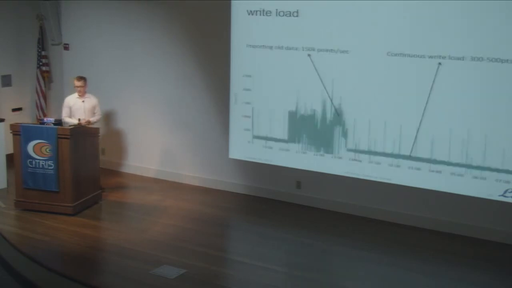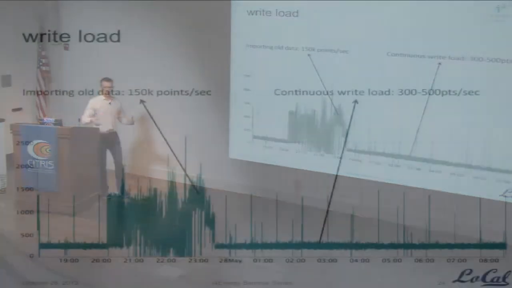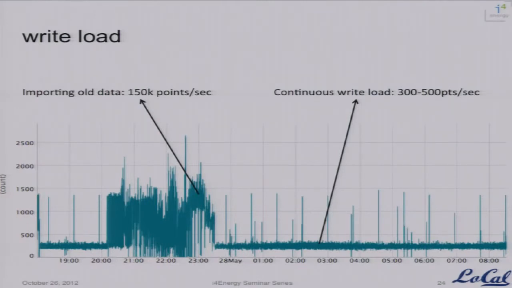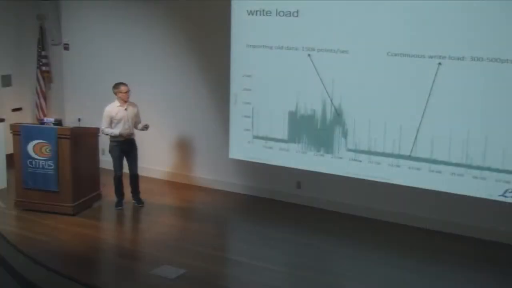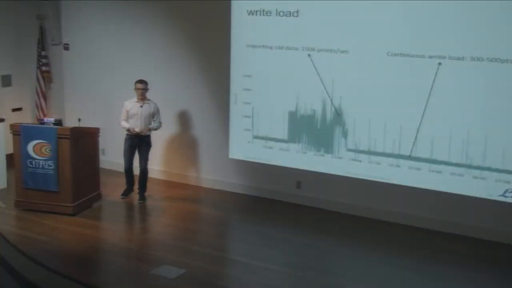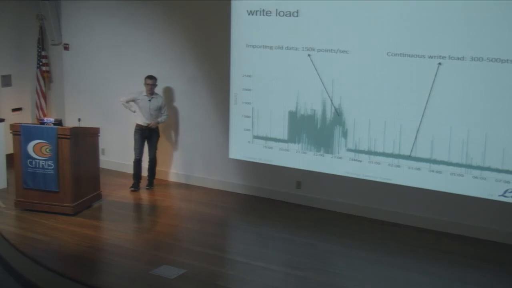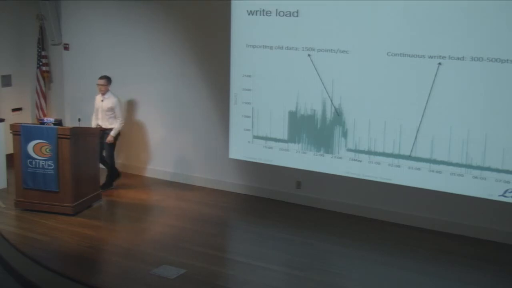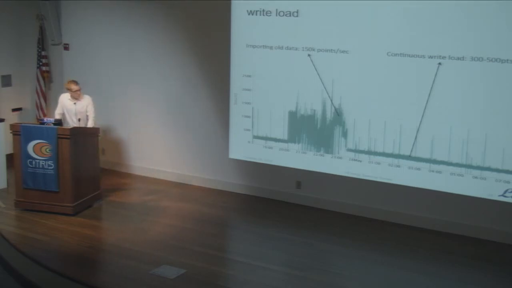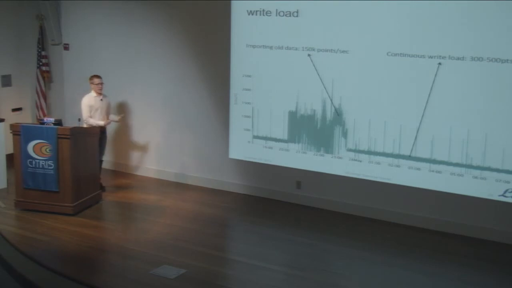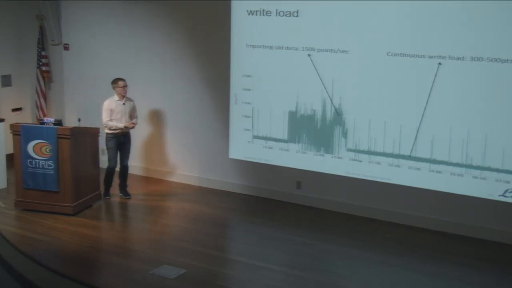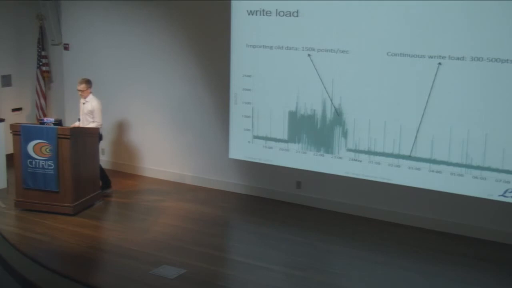Another interesting aspect of the write workload is that it's essentially forever. This is a trace from a random day in May when we were looking at the write workload coming in. Generally there are 300 to 500 writes a second, with occasional spikes up to 150,000 points when somebody's doing an import from an existing database. This is where we got our intuition that this was the right workload to optimize for.